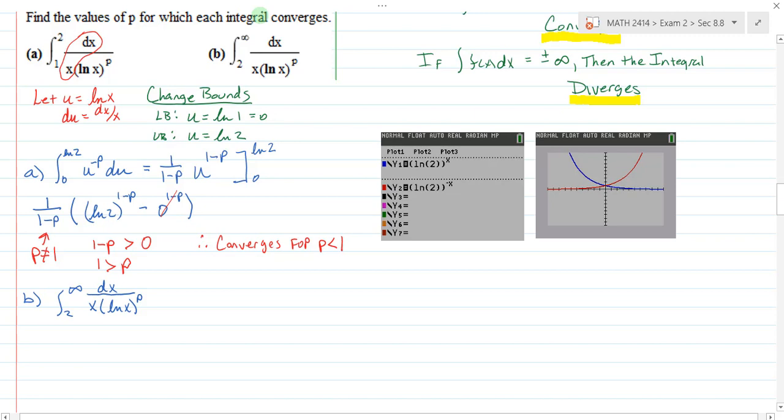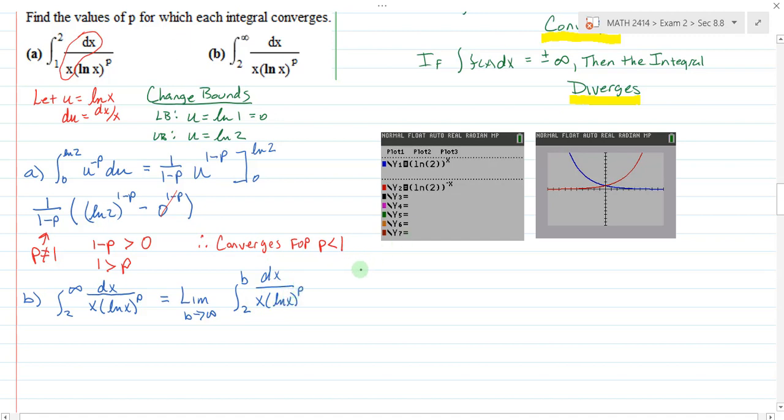Once again, in order to evaluate this integral, I'm going to do a u substitution and let u be equal to the natural log of x, so du is going to be dx over x. I now need to change the bounds for this, but before I do that, I'm going to rewrite this as the limit as b goes to infinity, because we don't want infinities on our bounds on our integral. So I look at the limit as b goes to infinity of the integral from 2 to b of dx over x times the natural log of x raised to a power of p.